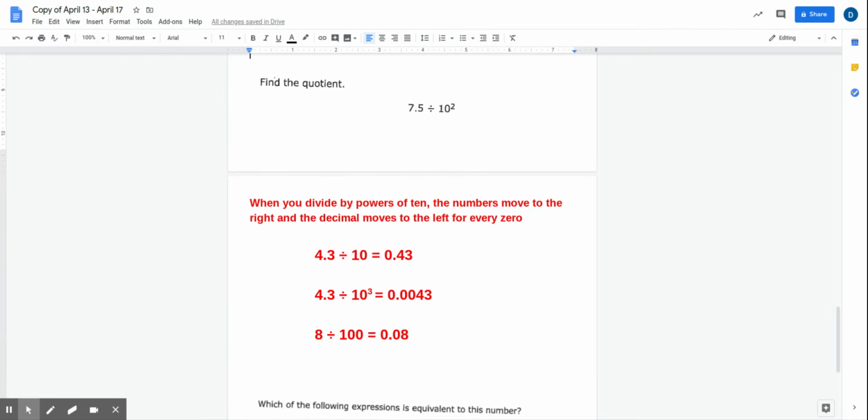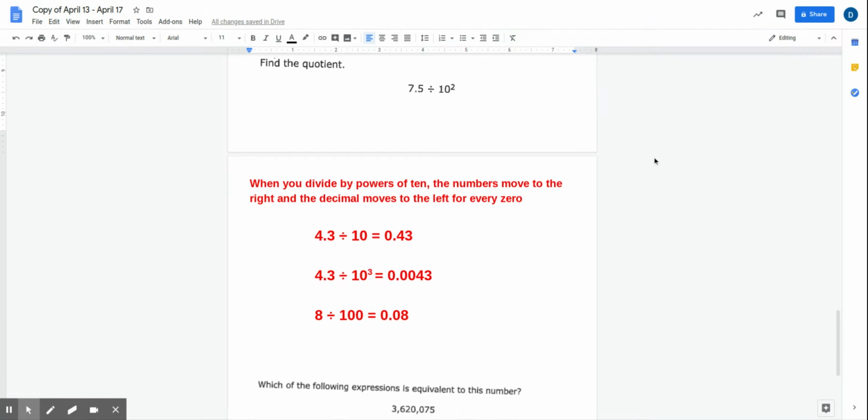Here's the next one. Find the quotient, 7 and 5/10 divided by 10 to the second power. This week on the Really Good Stuff document, you reviewed that when you divide by powers of 10, the numbers move to the right and the decimal moves to the left for every 0. Here are the examples that you looked at. This middle one here says 4 and 3/10 divided by 10 to the third power is this. The way they figured that out is the decimal point started right here, and because it says 10 to the third power, it jumped 3 spots to the left. So do the same method when answering this problem.